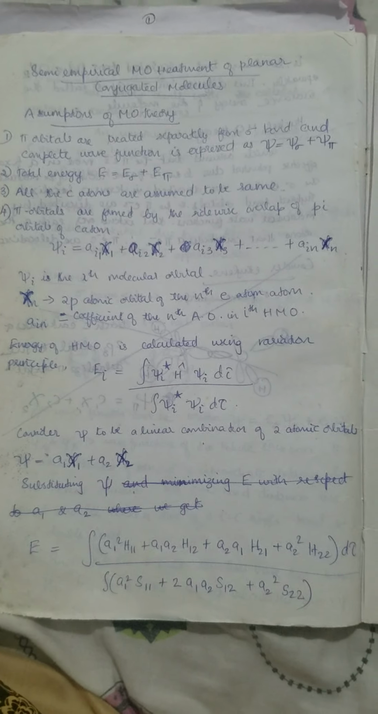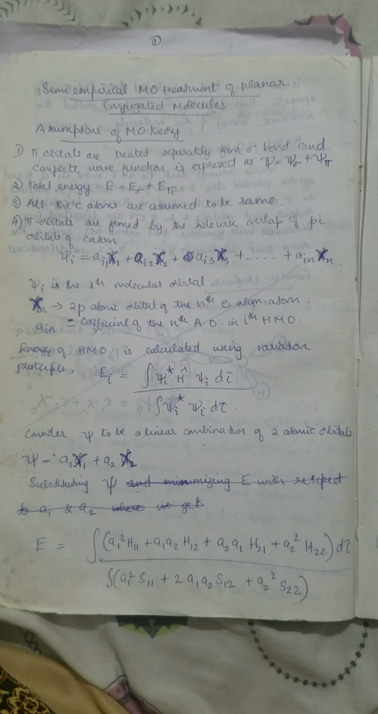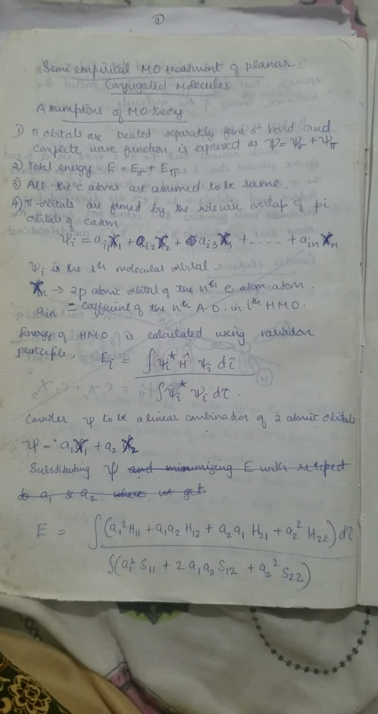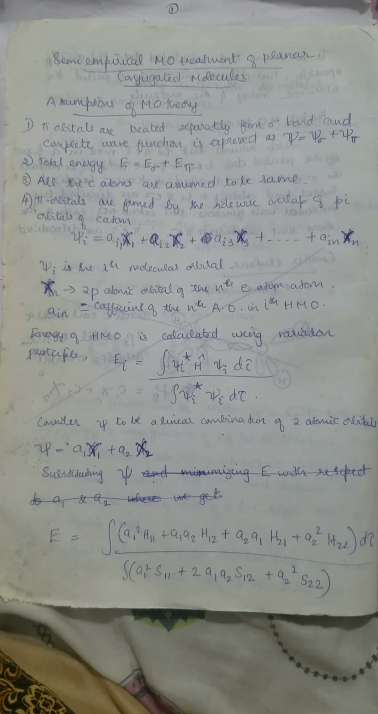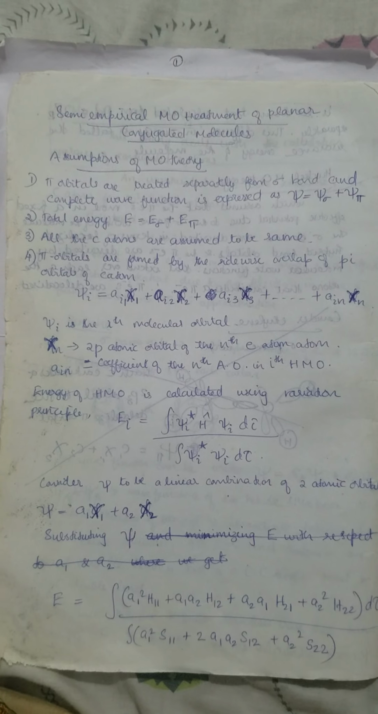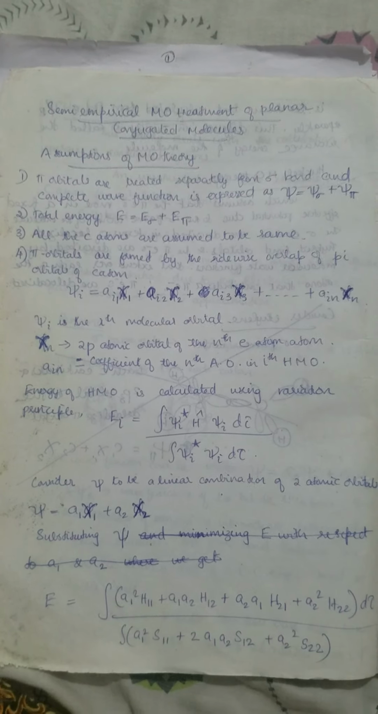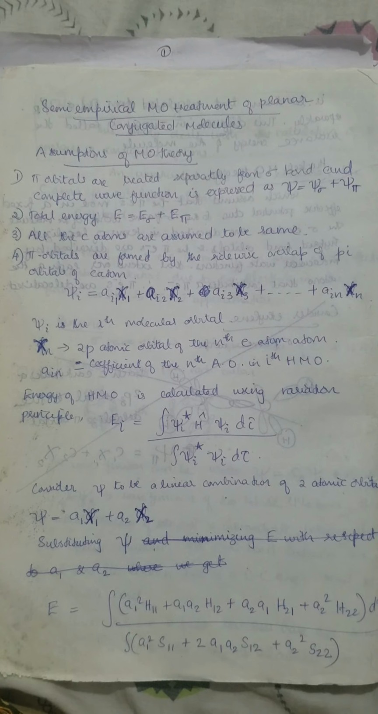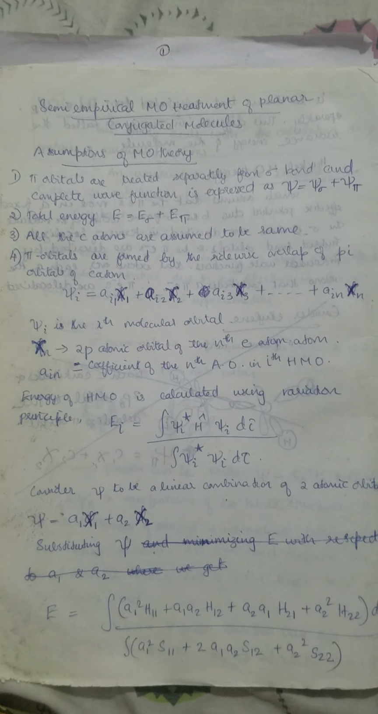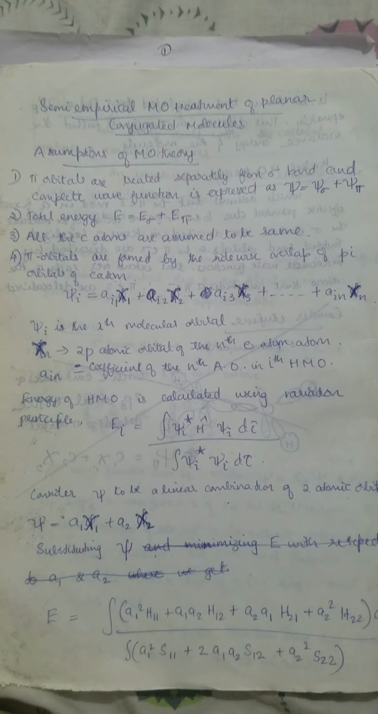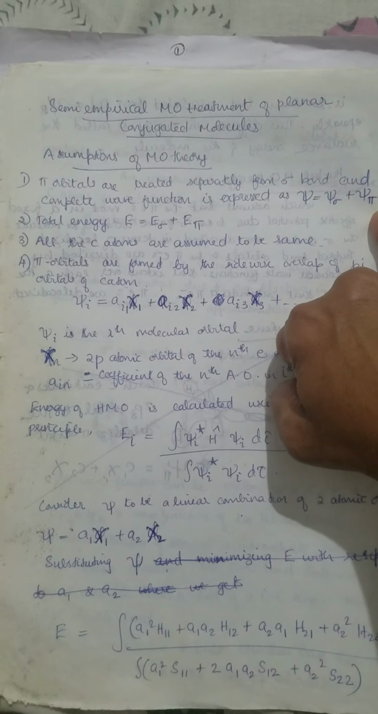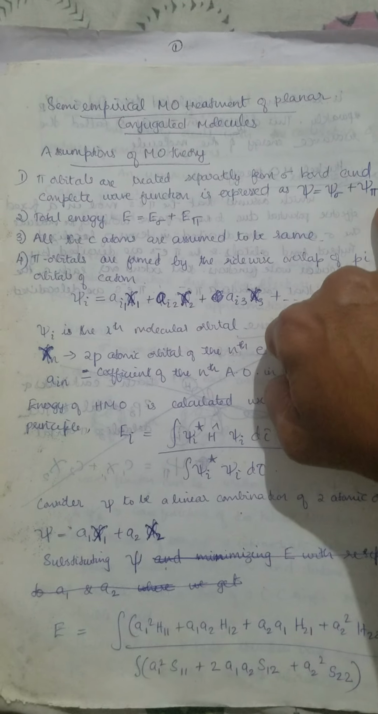There is some difference because here we have conjugated pi bonds, that is, alternate pi bonds in alternate positions. So what we do is we treat the pi orbitals separately from sigma orbitals. That is, when we write the wave function, we write it as the wave function for the sigma orbitals plus the wave function for the pi orbitals, psi sigma plus psi pi.